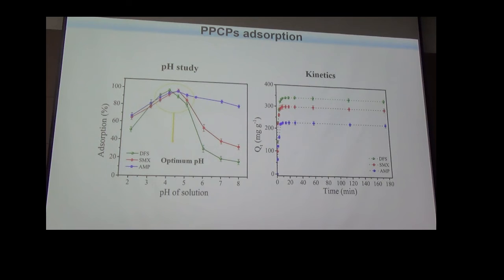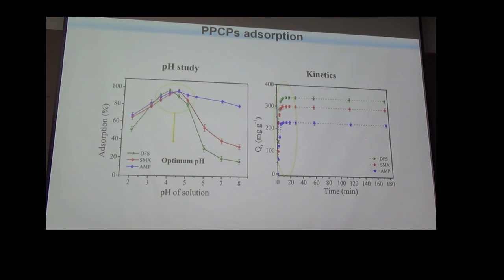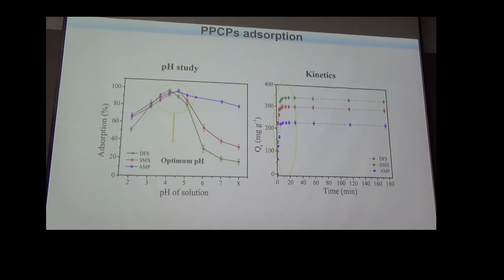As we can see here, the PONF shows really fast absorption kinetics within 10 to 15 minutes of contact time. All the PPCP reach the equilibrium within 15 minutes of contact time, and the absorption capacity is also in this range. For the DFS it is nearly 380 using the Langmuir model, for the SMX it is 330, and for the AMP it is 252.